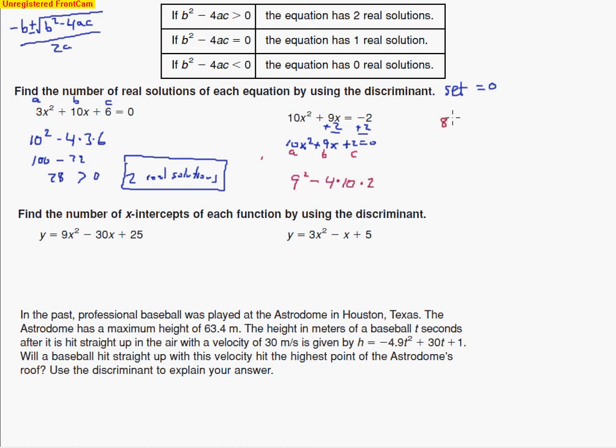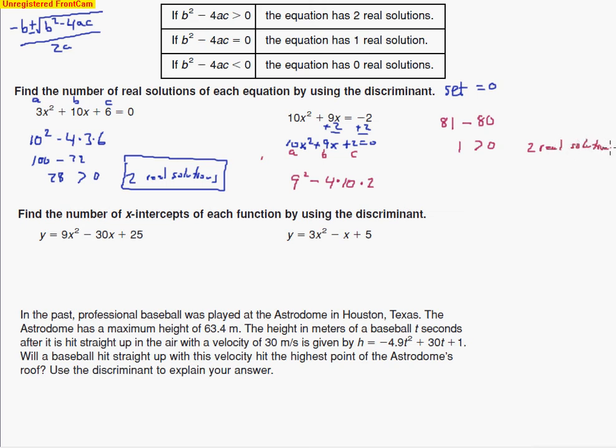We've got 81 minus, again minus because a and c are the same sign, 4 times 10 makes 40, times 2 makes 80. Oh, wow, it's real close. This is equal to 1, but still greater than 0, so there's two real solutions here.